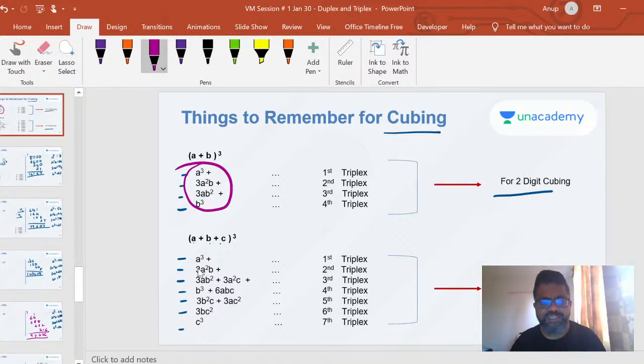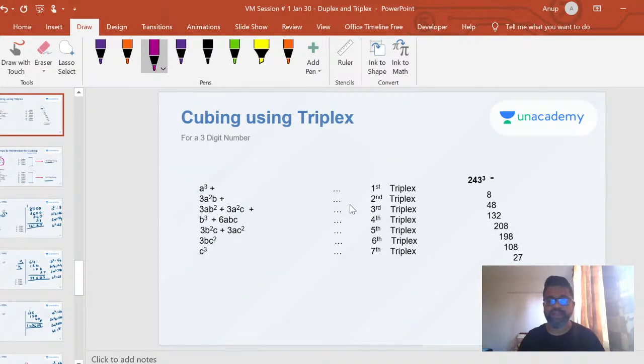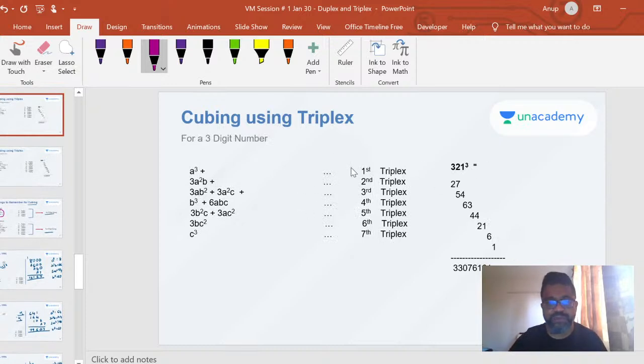Now, if I slightly ask you to extend that and get to this, let's look at this example here. I've given a very easy example here, 321, right? So your first triplex is 27 because that's a cube. Then I have 3a squared b, which is 54. Then I have 3ab squared plus 3a squared c. If you do it very carefully, with a lot of focus, lining up the digits is half the job here, because if you don't line it up correctly, you're going to get your answer wrong.